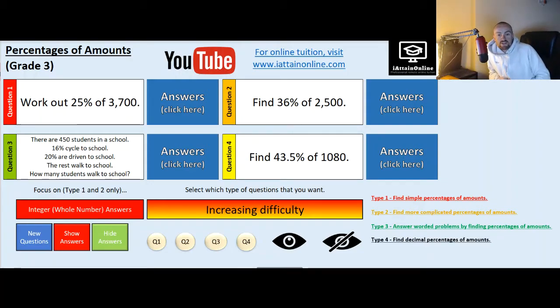Hello, so today's video is on finding percentages of an amount, and this is a grade 3 topic. This can be both a calculator and a non-calculator topic. So what I'll do with the examples I work through, I'll show you how to do it both without a calculator and with a calculator as well. These are the types of questions you might get on finding percentages of amounts. I'll go through examples of increasing difficulty so you can see how to do them.